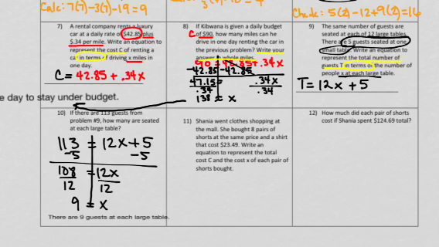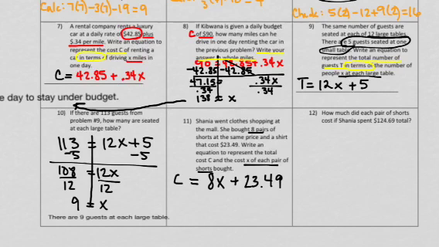Alright, and then numbers 11 and 12 go together. So Shania went clothes shopping at the mall, and she bought 8 pairs of shorts at the same price and a shirt that cost $23.49. Write an equation to represent the total cost, C. So we're going to have C equals, and X is each pair of shorts bought, and she bought 8 pairs of shorts, so that's 8X. And then she also bought that shirt, which was $23.49. So that's the equation for her total cost.